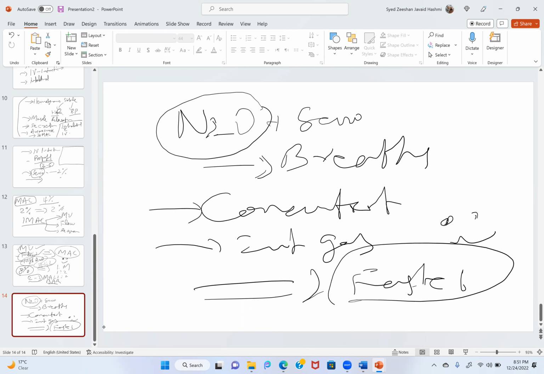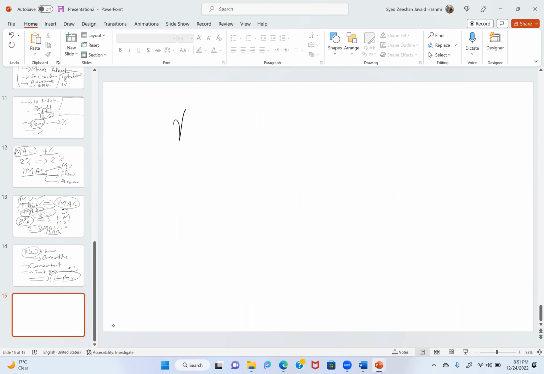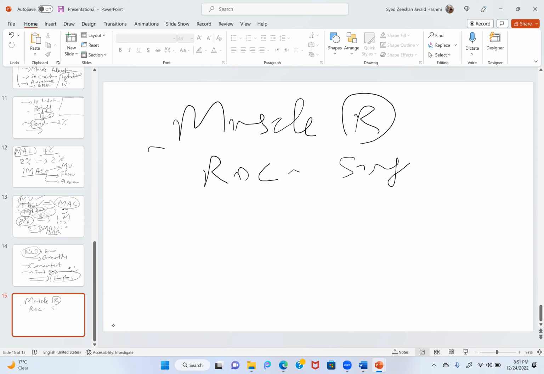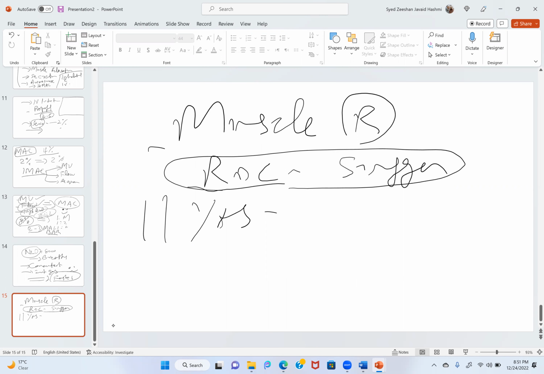Okay, so there are certain things with reference to muscle relaxants. Actually, with the availability of rocuronium and sugammadex, since almost maybe 11 years, I don't remember when I last used suxamethonium. Maybe I was just thinking one day, I think I have forgotten the dose as well because I've never used it. So whenever you have rocuronium and sugammadex, actually you don't need suxamethonium.